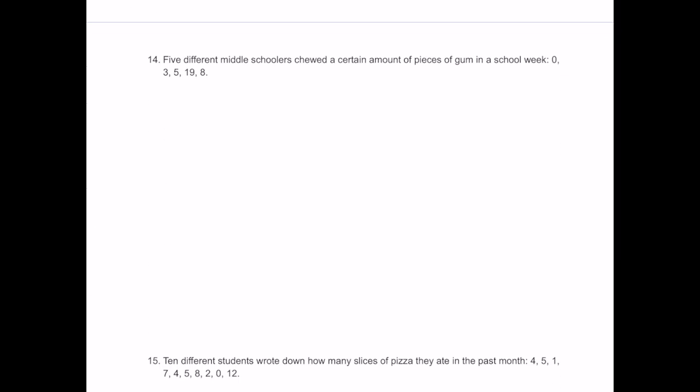So checking out number 14, 5 different middle schoolers chewed a certain amount of pieces of gum in a school week. So we have 0, 3, 5, 19, and 8. Okay, so right away with observations, I'm just going to abbreviate as OBS for observations. Looks like we have 5 different middle schoolers. I think we're told that, so that's nice and easy. From that, we can also go ahead and take a look at maybe the min and the max and the range. So min, max, range.